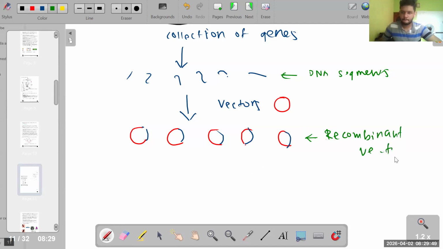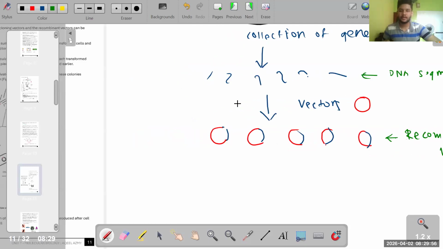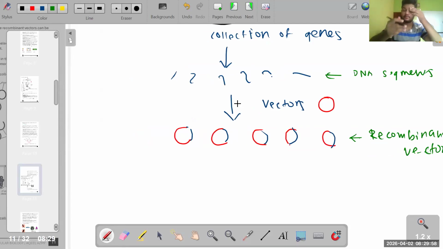Right. Recombinant vector. If I just ask now, sir, how, sir? Now, you said that there was a collection of... No, just think like this.